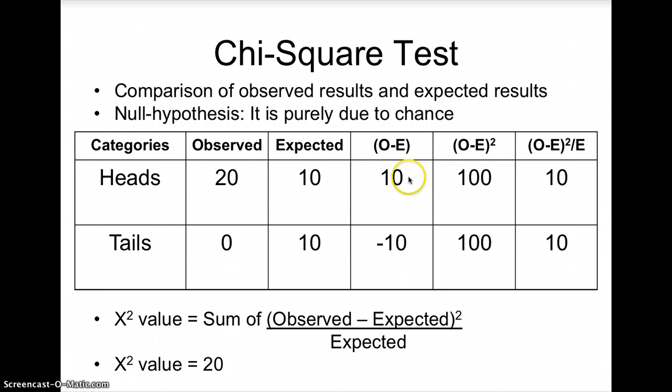You square that value. So 10 squared is 100. Negative 10 squared is 100. You then divide the squared value by your expected values. So here we said that our squared value was 100 and our expected value was 10. So if you take 100 and divide it by 10, you get 10. The chi-squared value is the sum of the last column in your table. So the sum of the observed minus expected squared divided by the expected. In this case, the chi-squared value is the sum of the last column, so 10 plus 10 is 20.